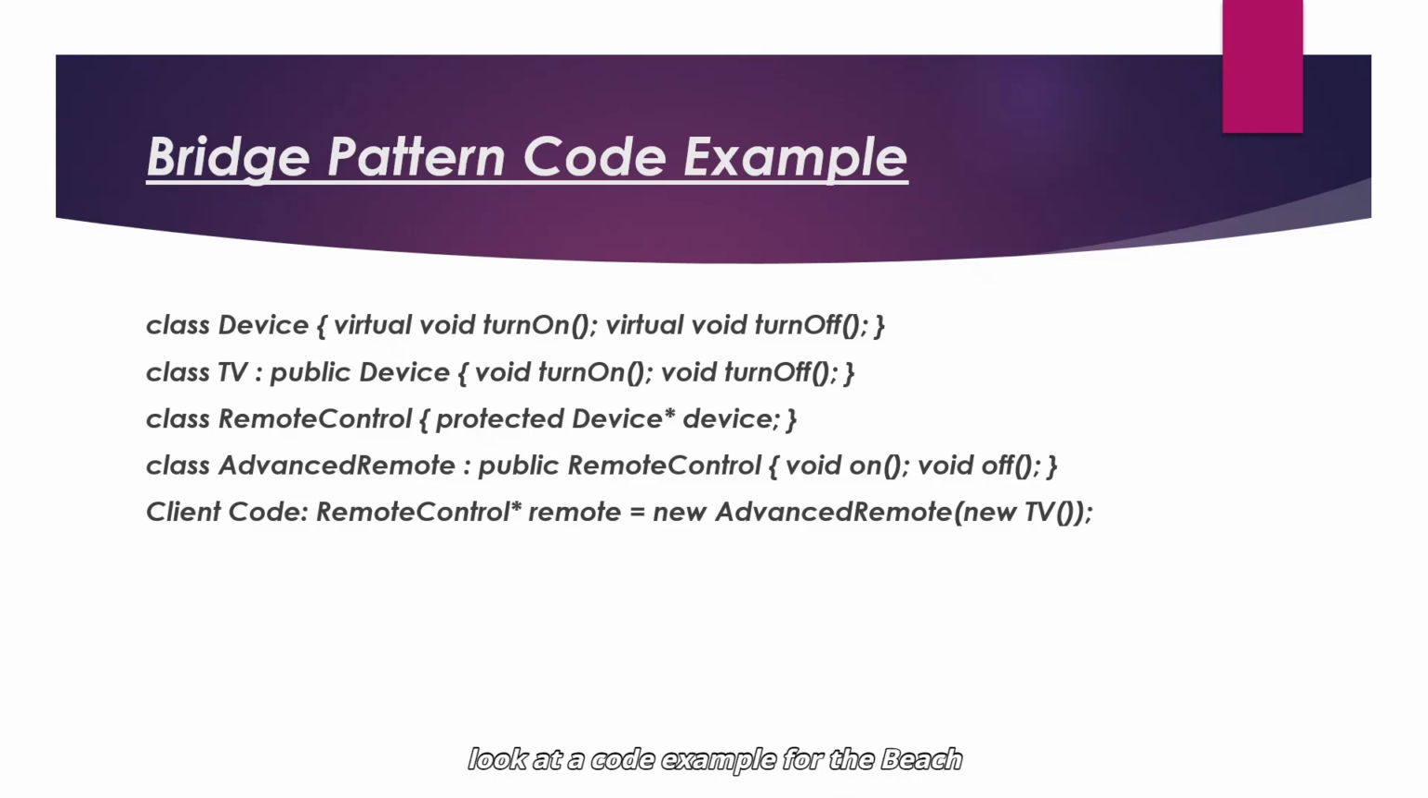Let's look at a code example for the bridge pattern. In this case, we have a device interface that defines methods like turn on and turn off. The remote control class uses a reference to a device and can turn it on or off.